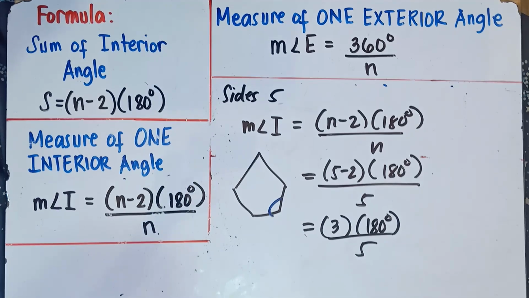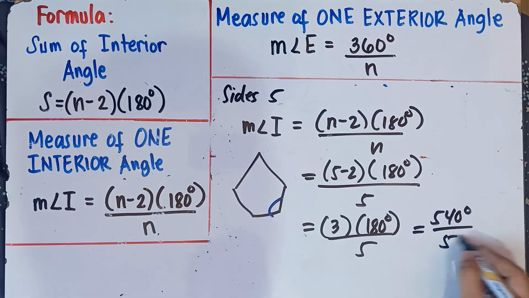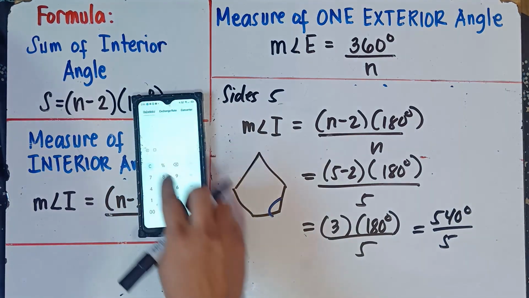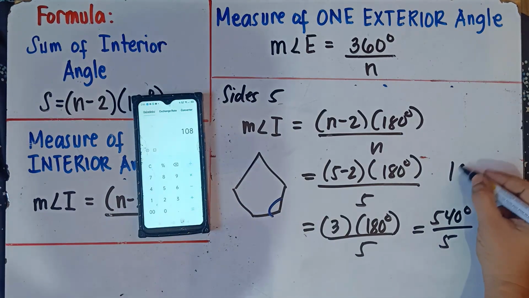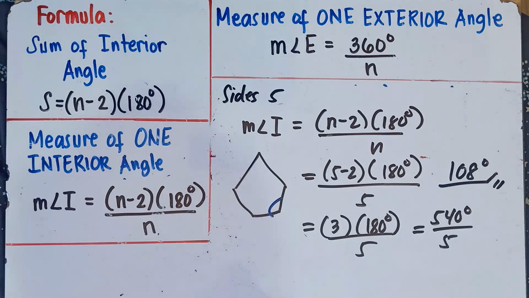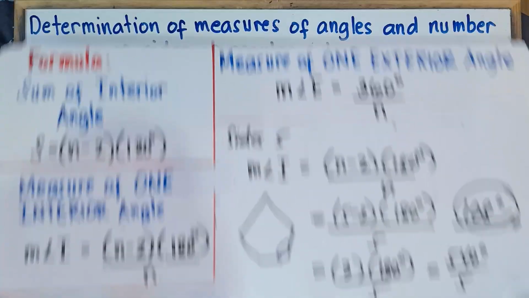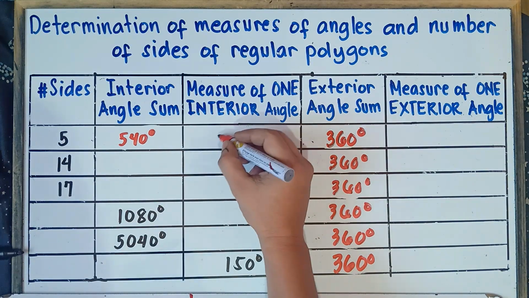Simply use your calculator. 3 times 180, we answered it a while ago, that will be 540 degrees. Divide by 5. So 540 divided by 5, the answer is 108. Therefore, the measure of one interior angle of a regular pentagon, a 5-sided pentagon, is 108 degrees. So the answer is 108 degrees.